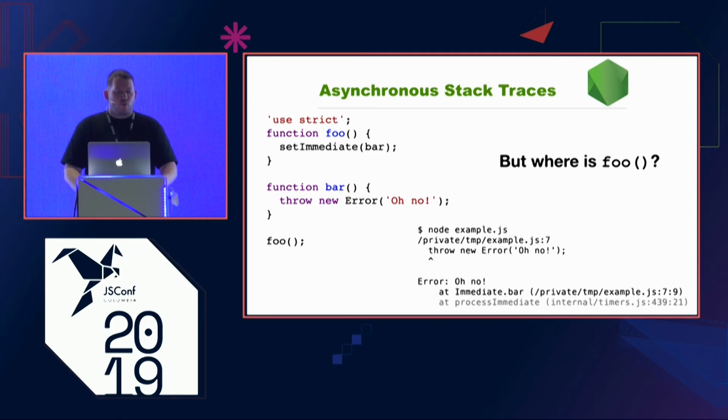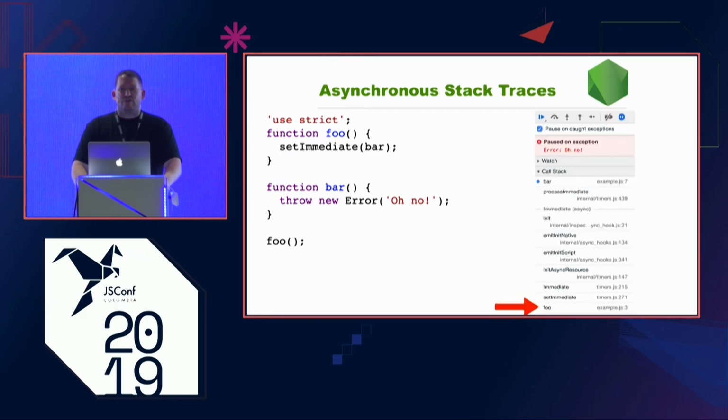But here's an example where we're basically calling a function called foo. Foo does a setImmediate operation to queue up an asynchronous operation, and then that's just going to call bar. And if you look at the stack trace that you get back, you see the error and you see bar, but there's not really any sign of foo.